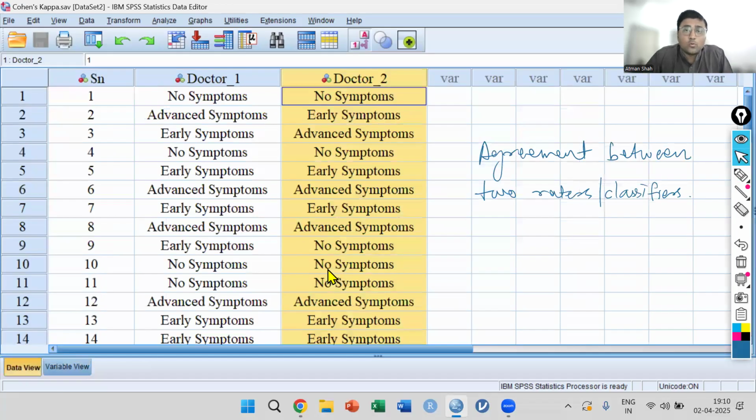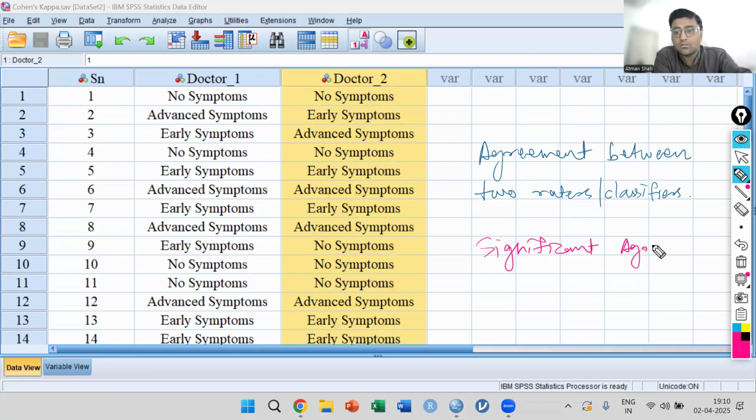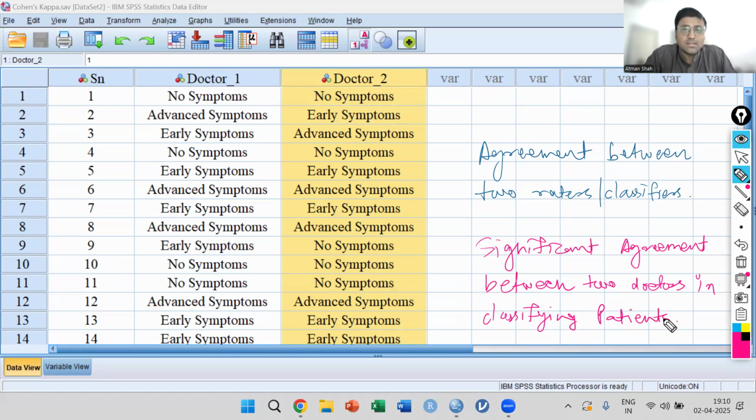Now we are interested to know whether we have significant agreement between two doctors in classifying patients into these three categories. And therefore, we can use Cohen's kappa.